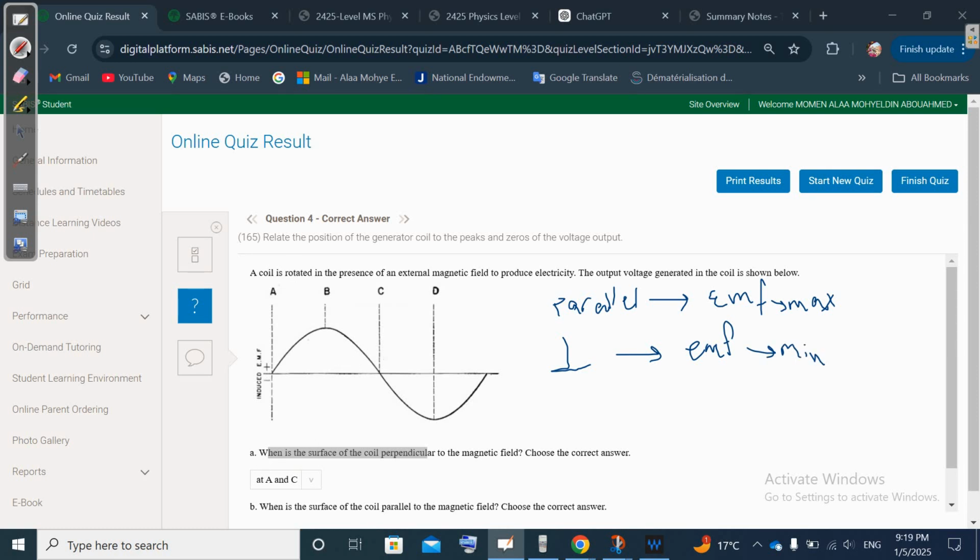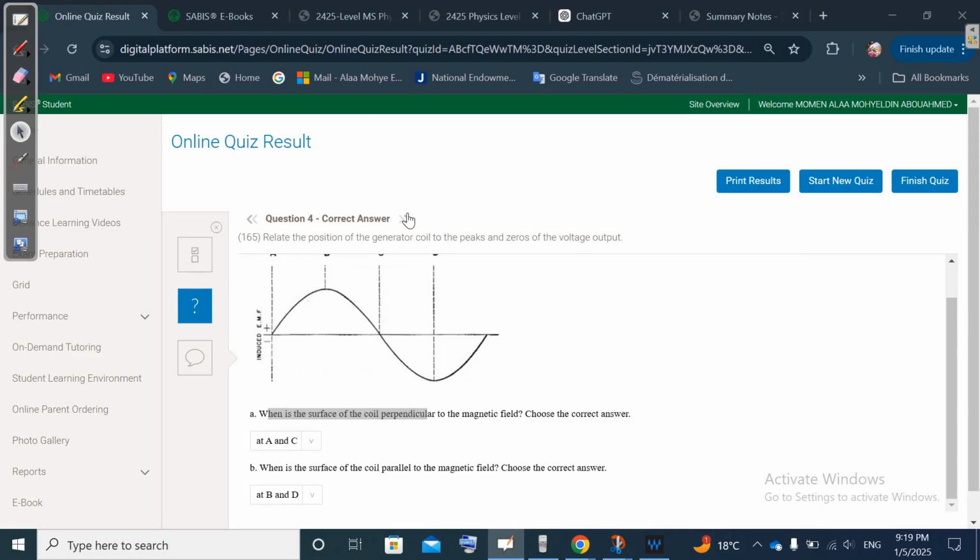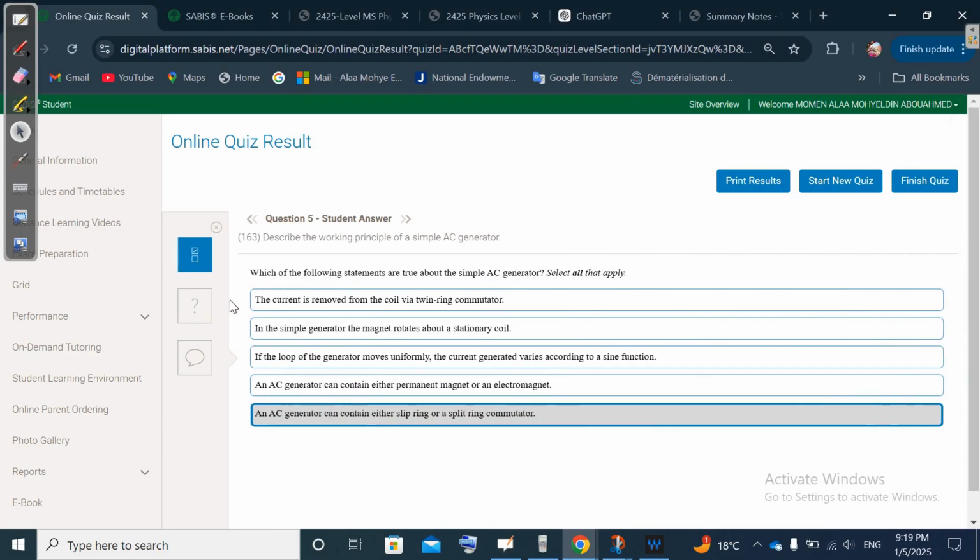They're telling you, when is the surface perpendicular? It's when the EMF is zero. So where is that? That's at A, and that's at C. So A and C. When is the surface parallel? It's at B, and it's at D, because we know parallel means maximum. Where is the maximum? At D and at B. Here it is, BD. Moving on.